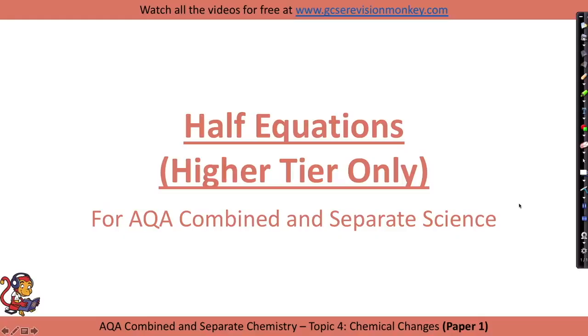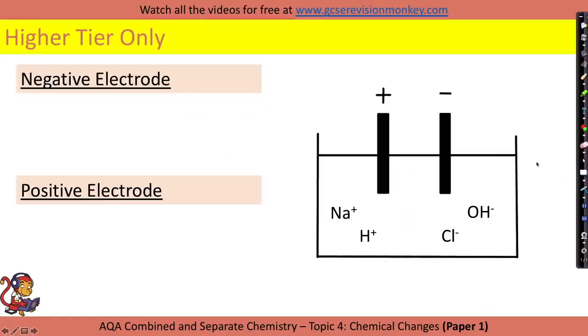If you're doing foundation, you can skip this little bit, but if you're doing higher, you also for these required practicals need to be able to do the half equations at the electrode. So let's start off with the sodium chloride solution example. We said at the negative electrode that hydrogen was going to be formed. So to write the half equation, we need to turn the ions into atoms. So hydrogen ions will gain electrons and turn into hydrogen molecules. But because there's 2 there, we need to balance it up by 2 there, which then gives us 2 electrons needed.